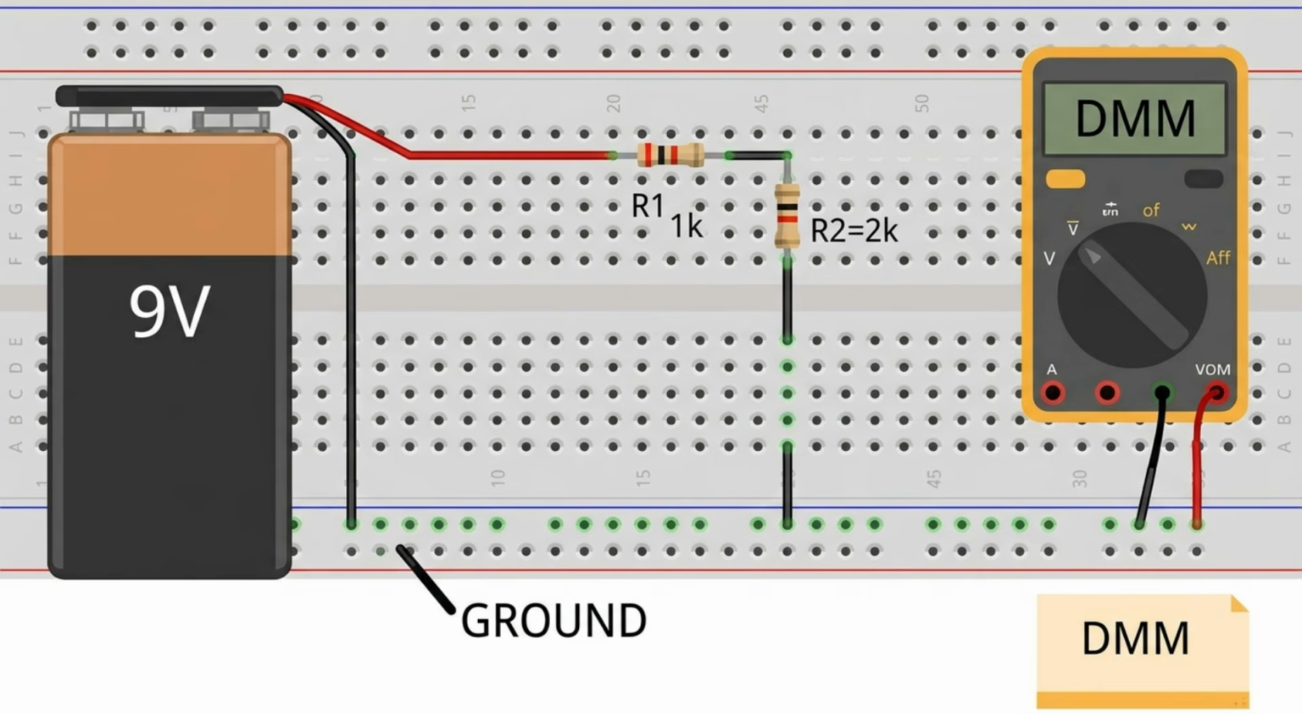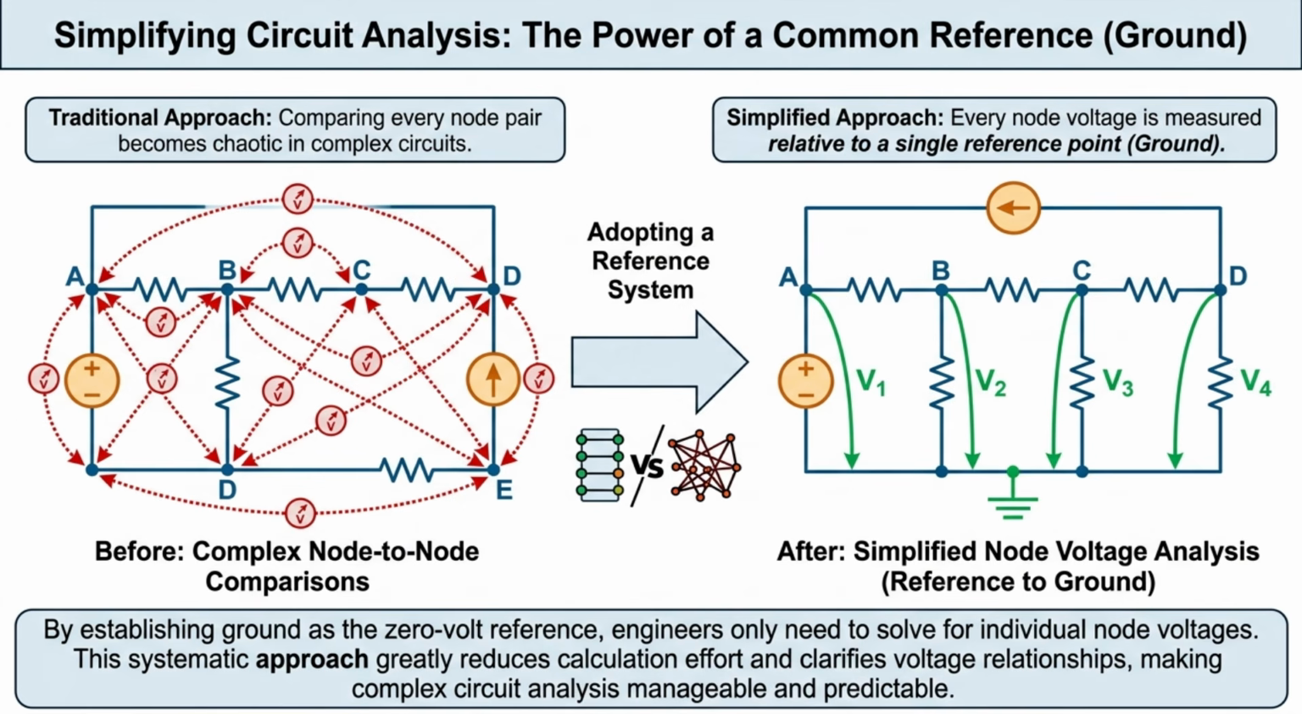For example, if one node is measured at plus 5 volts, it means that node is 5 volts higher than the chosen ground reference. This approach greatly simplifies circuit analysis. Instead of comparing every node to every other node, engineers only need to compare each node to ground. As circuits become more complex, this reference system becomes essential for understanding voltage relationships and predicting circuit behavior.